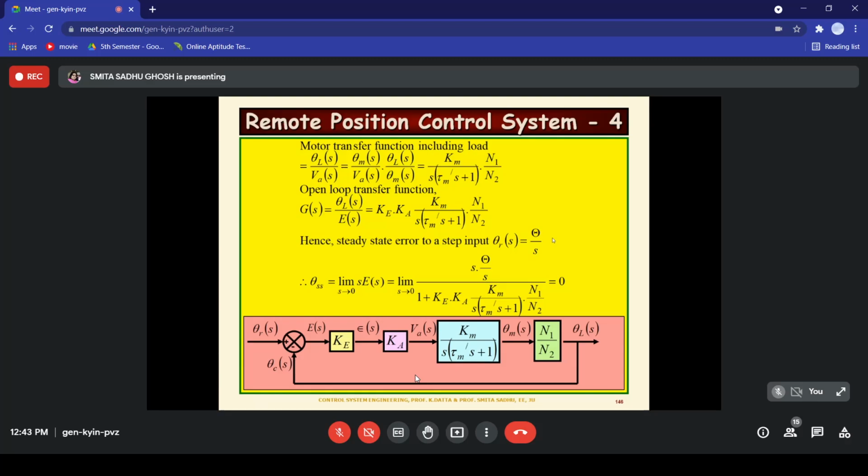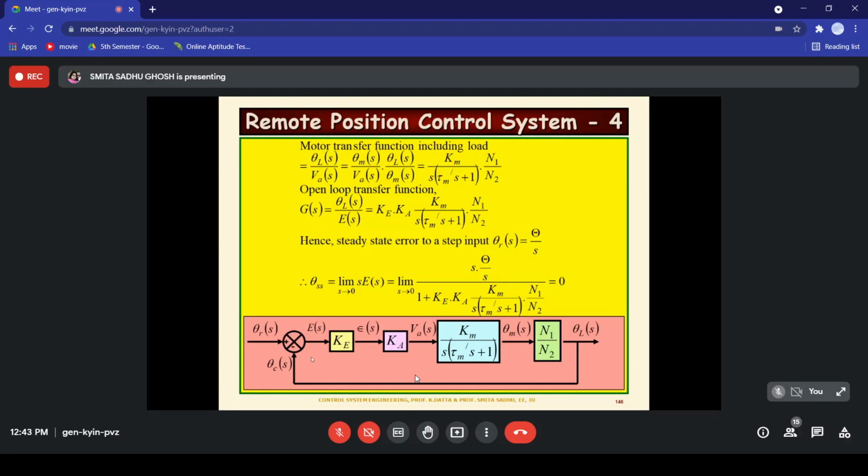Now, if we want to find what the steady state error is going to be for this particular system, how do we find it? We already have the forward path transfer function G(s), which is derived over here, right? So the forward path transfer function is G(s). The feedback path transfer function is what? It is a unity gain, 1. It's a negative unity gain feedback.